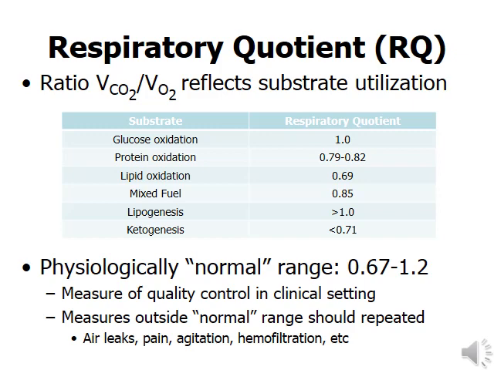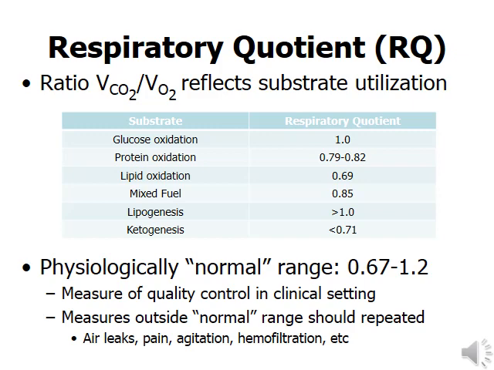VO2 and VCO2 are used to calculate the respiratory quotient, which is the ratio of carbon dioxide excretion to oxygen consumption. During ideal conditions, the respiratory quotient may reflect substrate utilization. The RQ of glucose oxidation is 1, where the oxygen consumption and carbon dioxide production are equal.